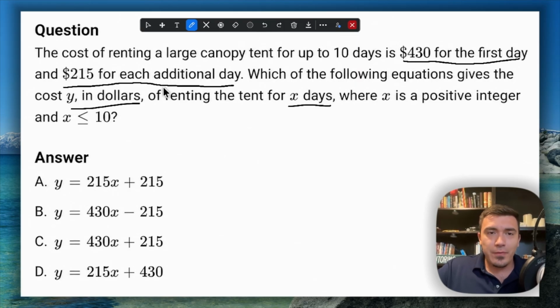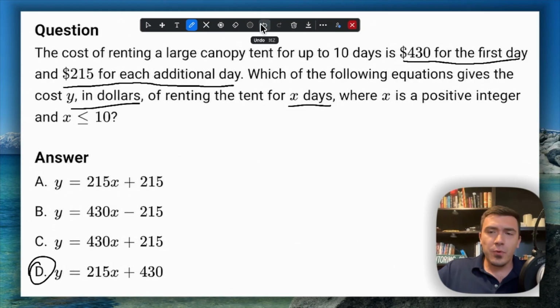All right, so this is my critical information. $430 for the first day, $215 for each additional day. What most students do over here is they'll look at the answers, they'll see that they're all in MX plus B, and they'll say, okay, well, my M is $215, my B is $430, so therefore I'm just going to go ahead and choose D as my answer and move on.